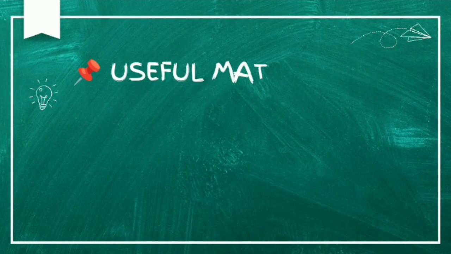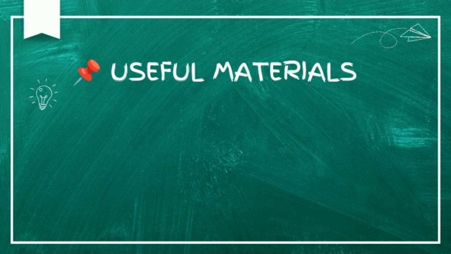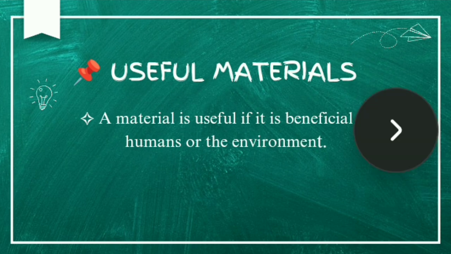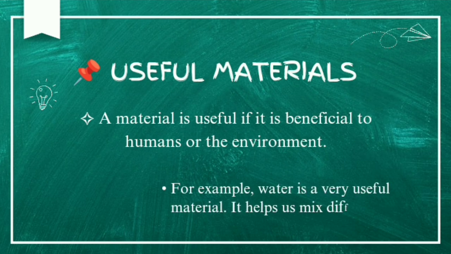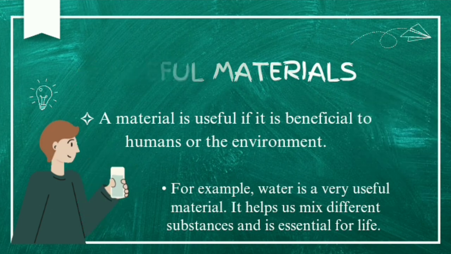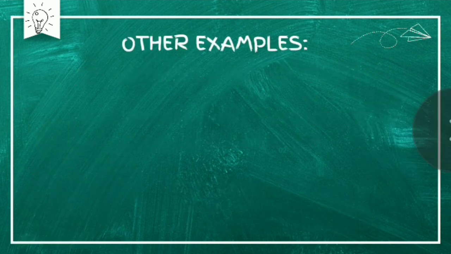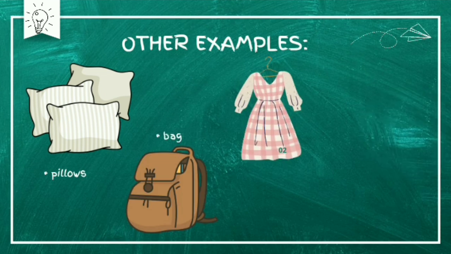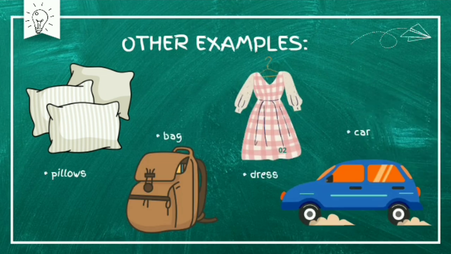Let's start by understanding what makes a material useful. A material is useful if it is beneficial to humans or the environment, or can provide positive benefits. For example, water is a very useful material. It helps us mix different substances and is essential for life. Other examples are pillows, bags, dresses, and cars. Materials like this are helpful in everyday life, improving comfort, convenience, and functionality.